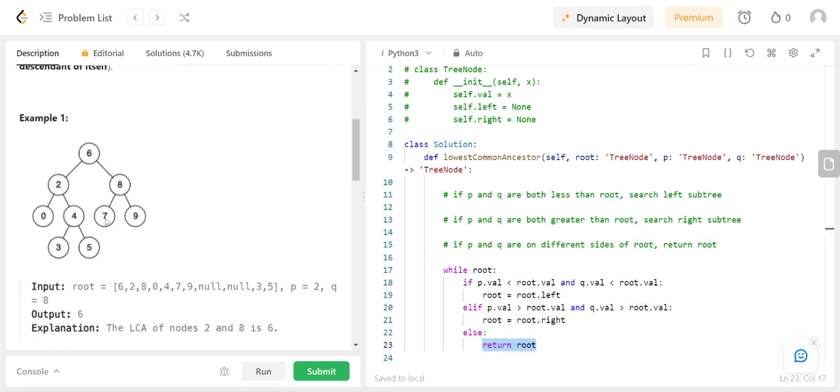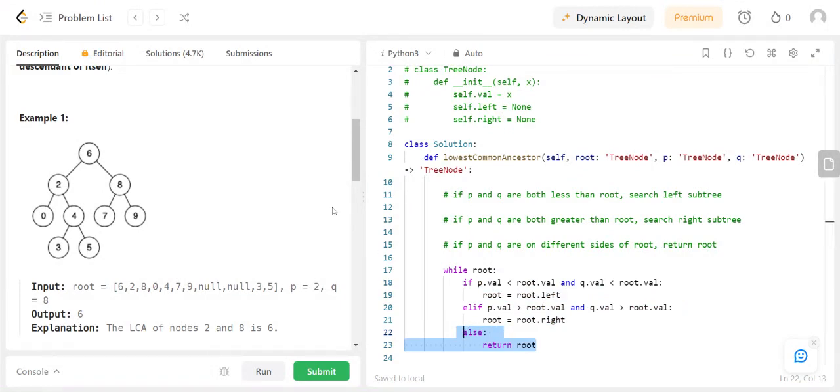So let's look at an example. 7 and 9. 7 and 9 are both greater than root, so this condition will be satisfied. Then our root will go to 8. 7 and 9 are on either sides of 8, so none of these will be satisfied. So we know we found the lowest common ancestor and we return root.